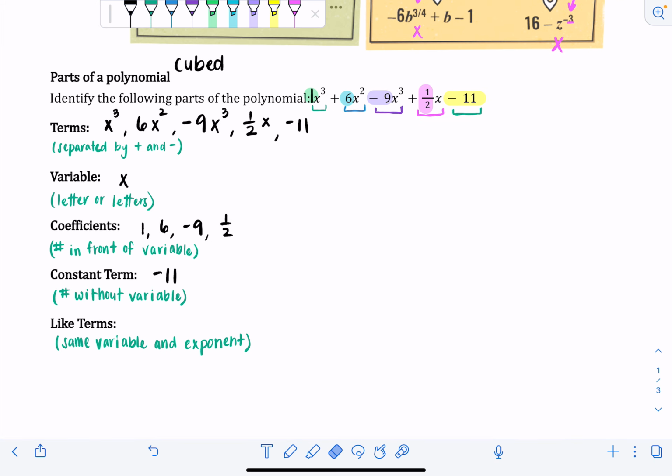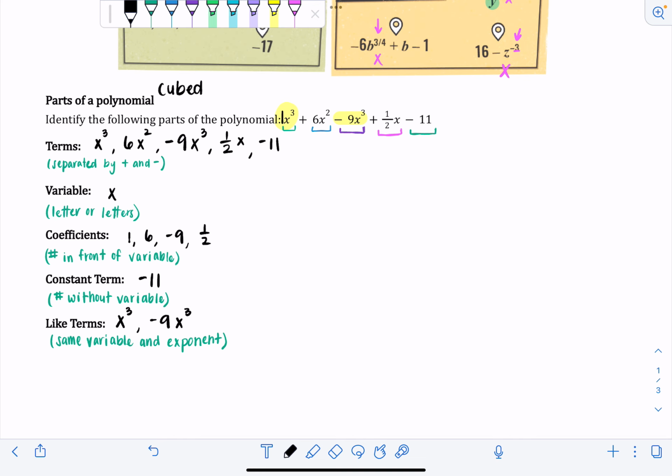Out of all of the terms that we have from our expression, there's only one pair of like terms, ones that have the same variable to the same exact power. They all have x's, but there's only two that have the same exponent, and it's the x to the third power and the negative 9x to the third power. So we'll list those. So x to the third power and negative 9x to the third power for our like terms because they both have x and the third power. Both have to be the same.